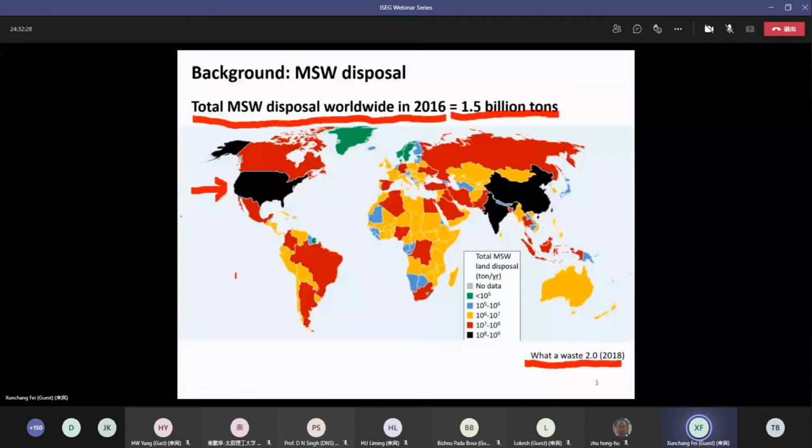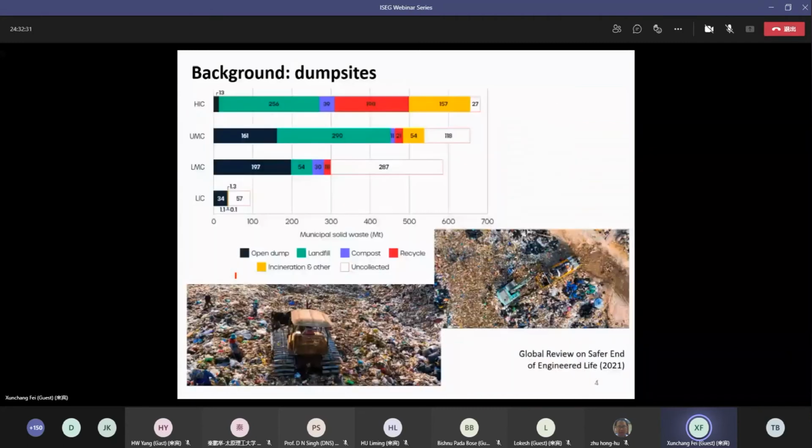For those landfill sites, I mentioned briefly before, many of these are so-called dump sites, meaning they are not properly controlled, or they don't have proper infrastructure to stop the waste from contaminating the environment. Here I take another screenshot from another recent report listed here. This figure shows that many of the LMC, meaning low-income countries or lower-middle-income countries and even upper-middle-income countries, are disposing of solid waste in dump sites, not in so-called controlled or sanitary landfills.